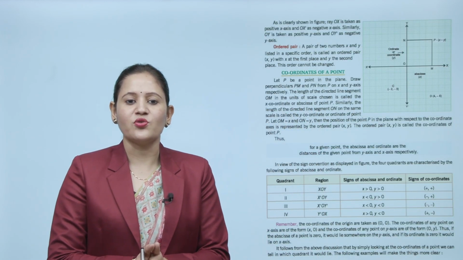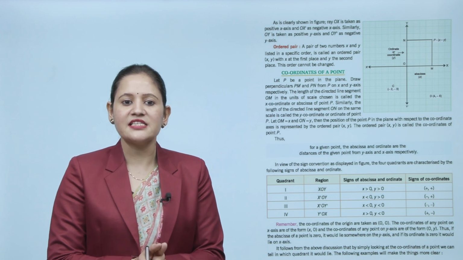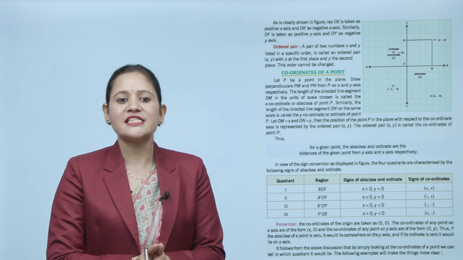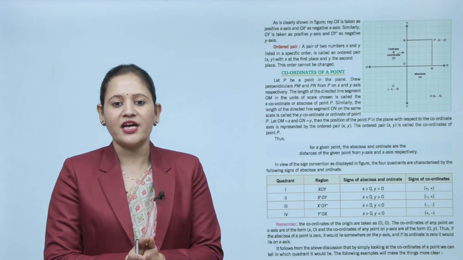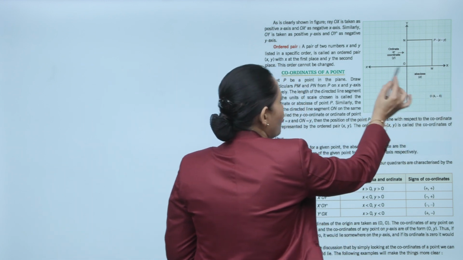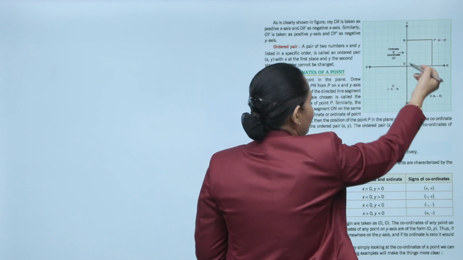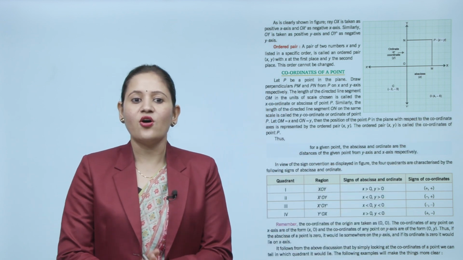As is clearly shown in the figure, ray OX is taken as positive x-axis and OX' is negative x-axis. Similarly, OY is taken as positive y-axis and OY' as negative y-axis. If we talk about OX, this is positive and OX', that is negative. OY is positive and OY', that is negative. Clear? Next, ordered pair.